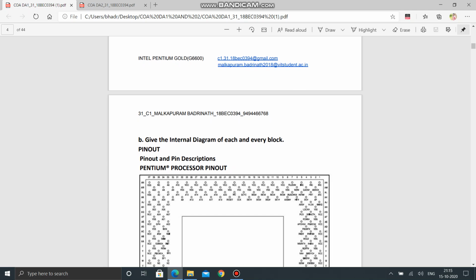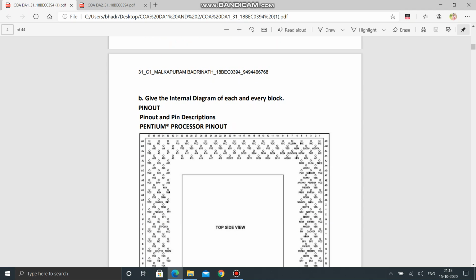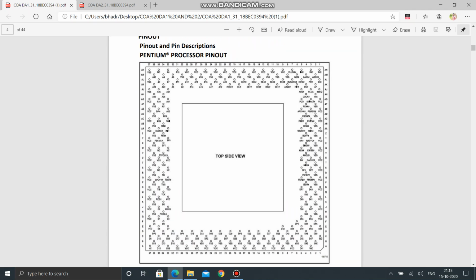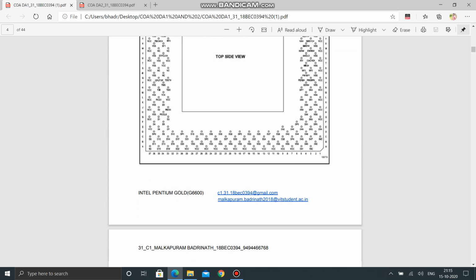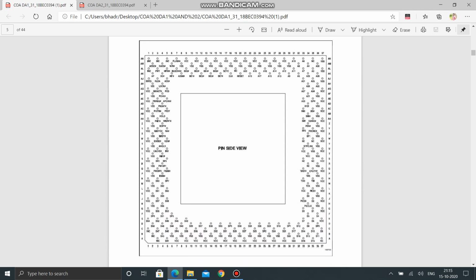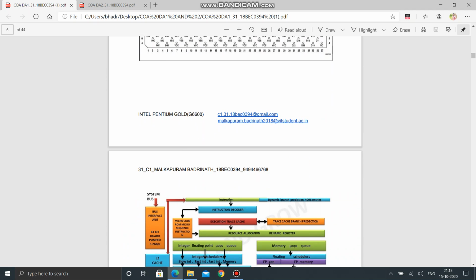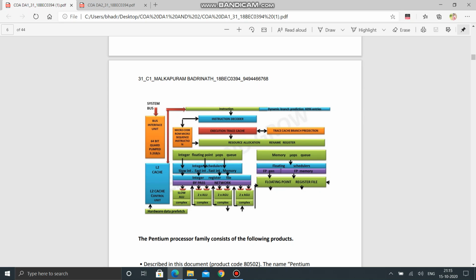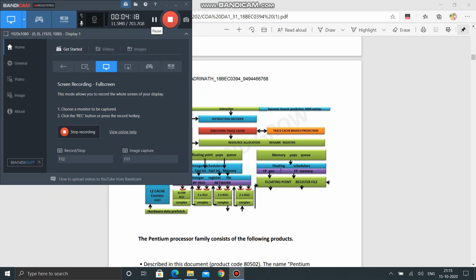For the second question, sir has asked for the internal diagram of each and every block of the microprocessor. This is how a top side view of the microprocessor looks. This is the Pentium Gold G6600 processor, an integrated circuit. This is the pin side view, where we have to connect it. And this is the other type of block diagram, the flow chart of a block diagram.